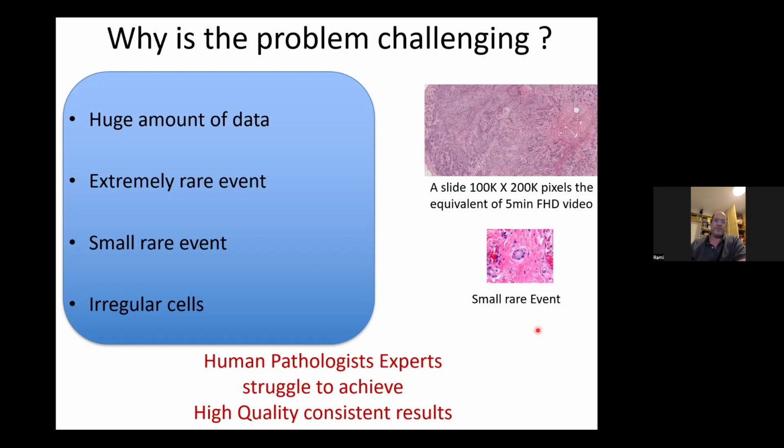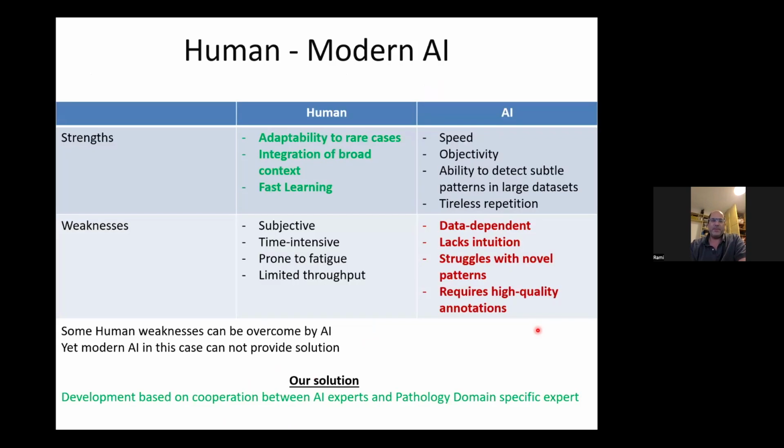And we asked ourselves about more data than what pathologists usually get to analyze these cases. So we do know that human pathologists are struggling to achieve high quality, consistent results, and we try to achieve better results than them. So that was the starting point. You can move to the next slide.